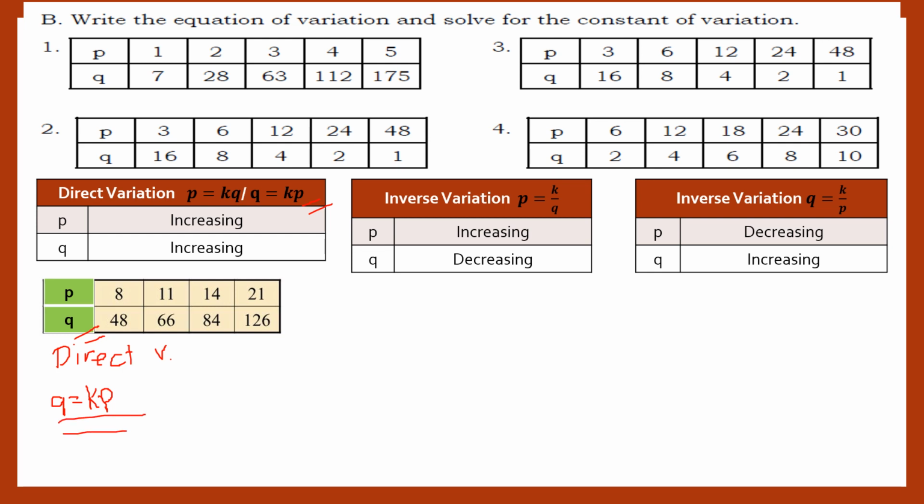Now, to get the constant, ito na yung ating equation. To get the constant, this is how you're going to do it. So again, Q is equal to KP. Para makuha natin yung constant, isa-substitute natin yung unang values natin, 8 and 48. Yung Q natin ay yung 48, and then K times yung P natin. Ano yung P natin? Ito, 8.